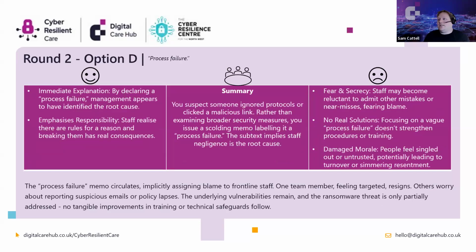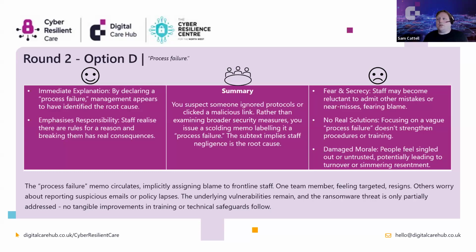This is hidden. So you suspect someone ignored protocols or clicked a malicious link. Rather than examining broader security measures, you issue a scolding memo labeling it a process failure. The subtext implies staff negligence is the root cause. There are some positives with stuff like this. Immediate explanation: by declaring a process failure, management appears to identify the root cause. Is it really the root cause, or is there more to it than that? Unfortunately, with things in cyber, it's sometimes more complex.